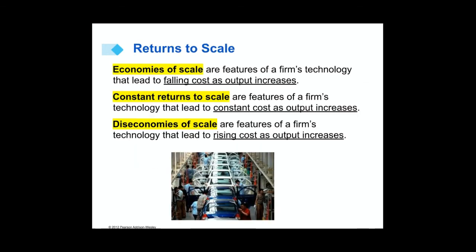We talk about returns to scale. There's basically three types of returns to scale. We have economies of scale, where costs fall as we increase our output. We have diseconomies of scale, where costs tend to go up. They rise as we increase our output. And then we have constant returns to scale. And that's a situation where our costs and our output are proportional. They increase together.